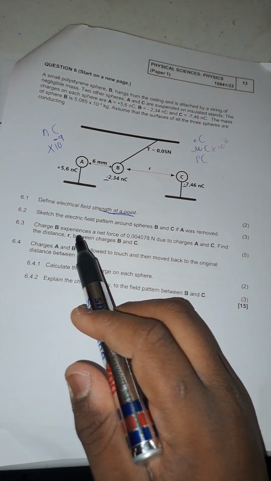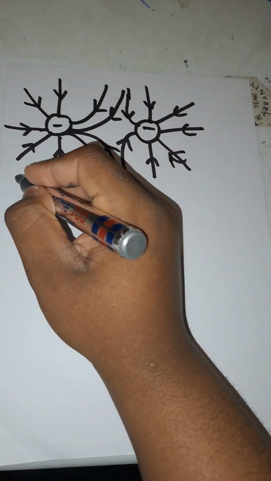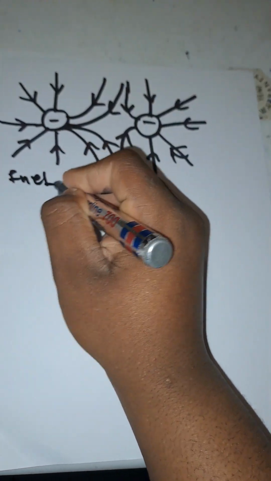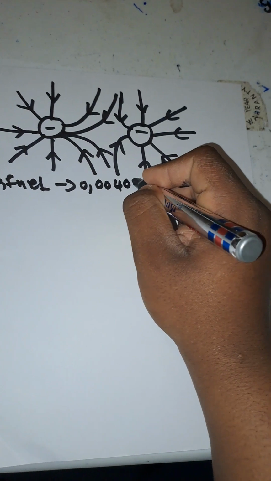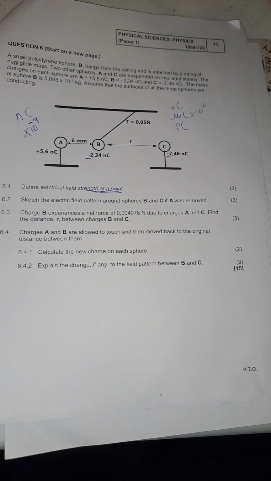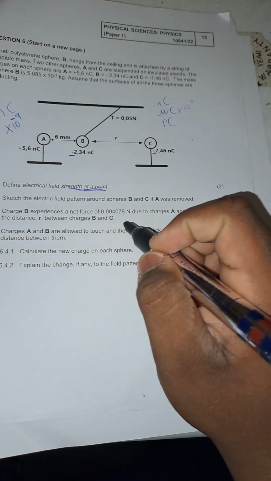6.3, charge B experiences a net force of that. Let me write it down. So my net force there is 0,004078 newtons due to charges A and C. Find the distance R between B and C.